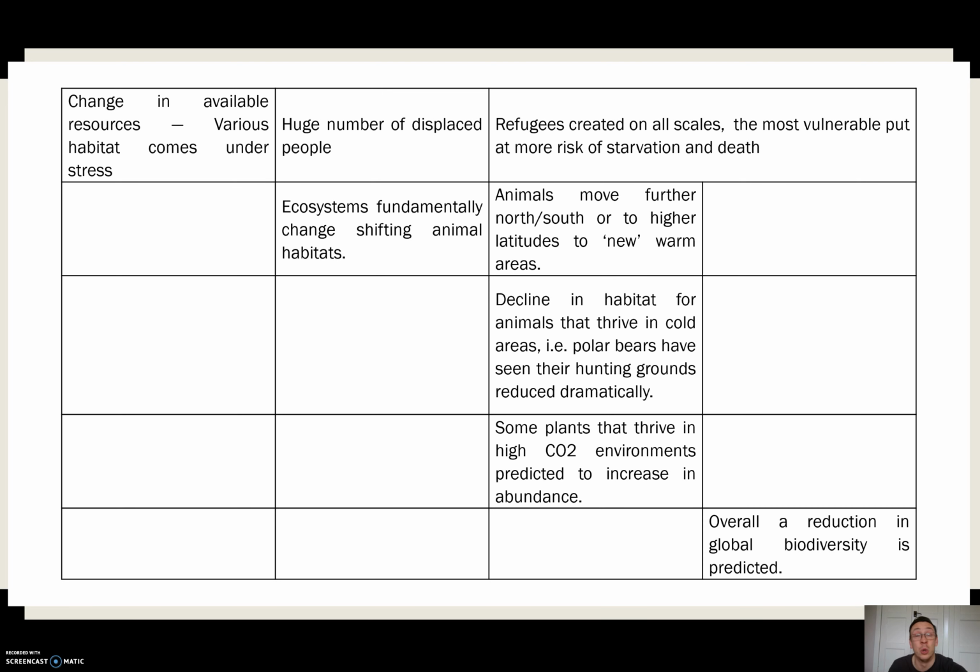In colder areas particularly, this is going to be felt really acutely. It's a story that gets brought out all the time of polar bears losing their ranges because of the lack of sea ice that we see in the North Pole. But it is a real issue, and it does mean that the habitat that they need to thrive is being reduced. If you've got plants that thrive in high carbon dioxide environments, they would increase in abundance. And the overall impact of all of these different things is that we will see a global reduction in biodiversity.